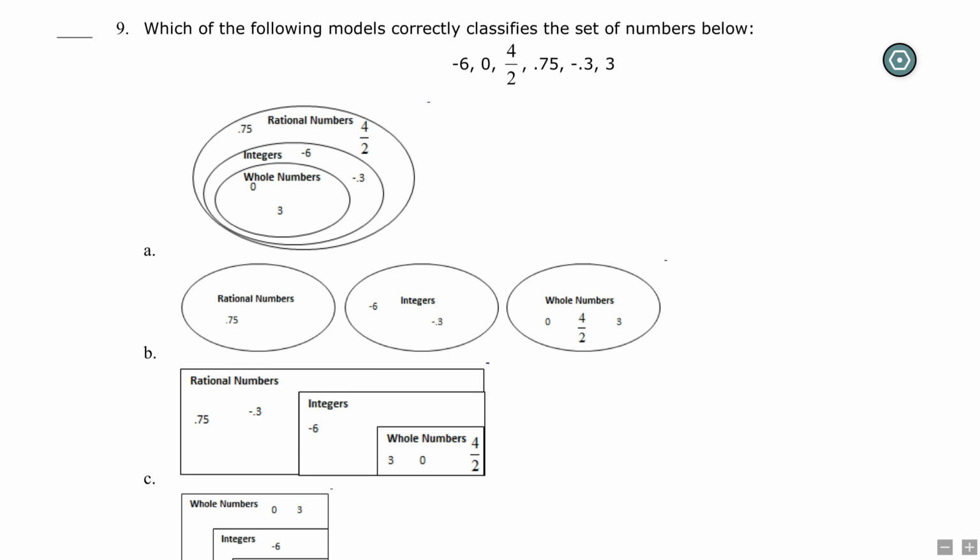-3 tenths, and 3. So looking at choice A, my whole numbers seem to be good with 0 and 3, but then my integers, I have a -6 and then -3 tenths. And because it's -3 tenths, that's a decimal, then that actually will not work. And so that's going to automatically disqualify this answer choice. And so we know that it's not A.